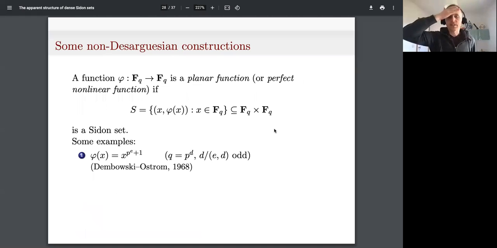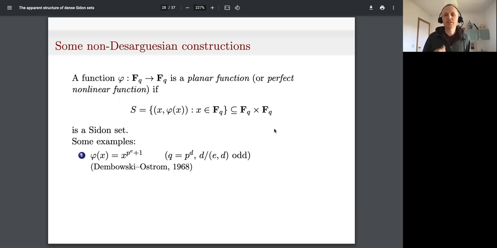And all the examples I know have the following form. You take a function from F_q to F_q, and that function is called a planar function if, when you look at the graph of that function in F_q cross F_q, that's a Sidon set. It's also called a perfect nonlinear function in the computer science literature. So these things are quite well studied. We saw an example of this form earlier. If you just take phi to be x squared, this gives you the Erdős-Turán example of a Sidon set.